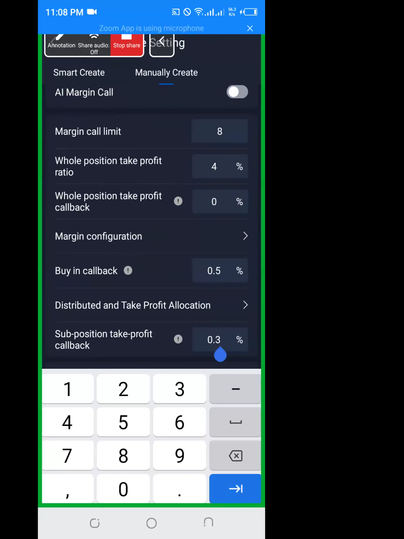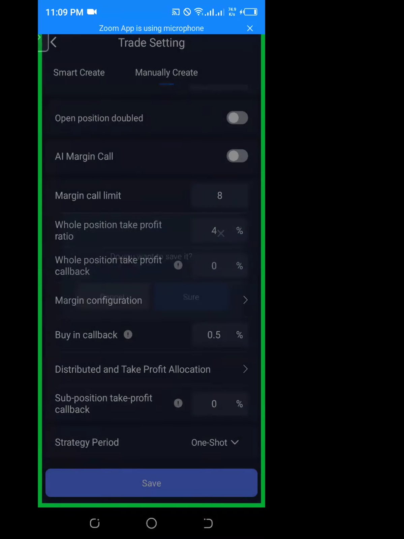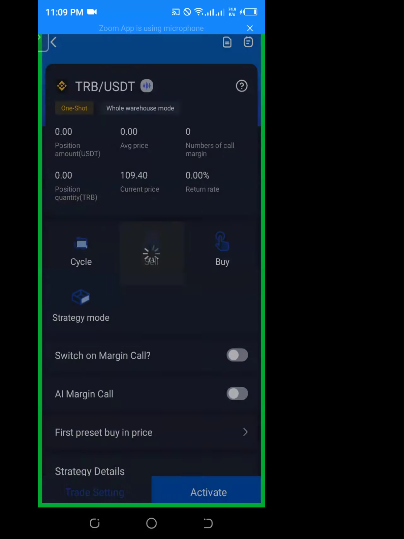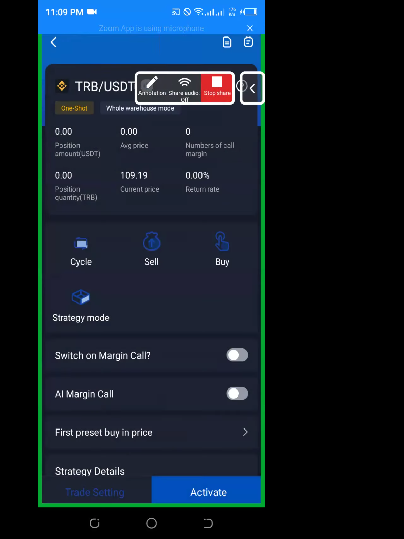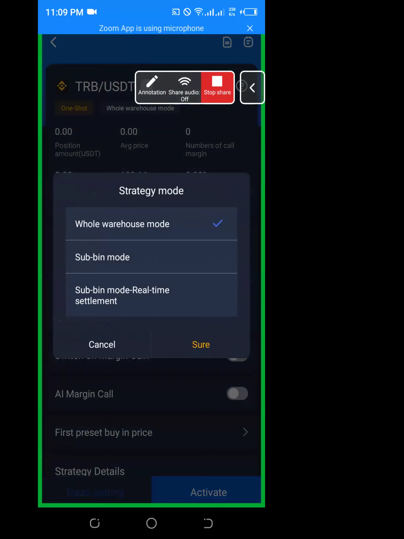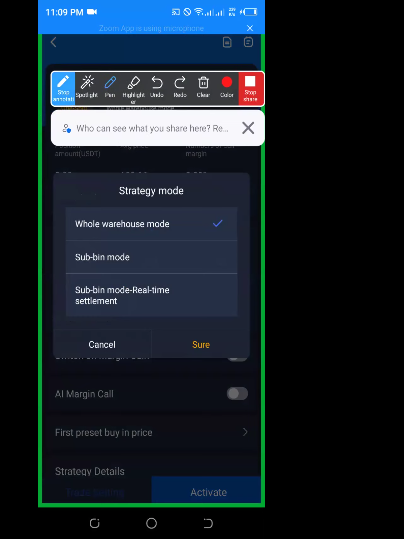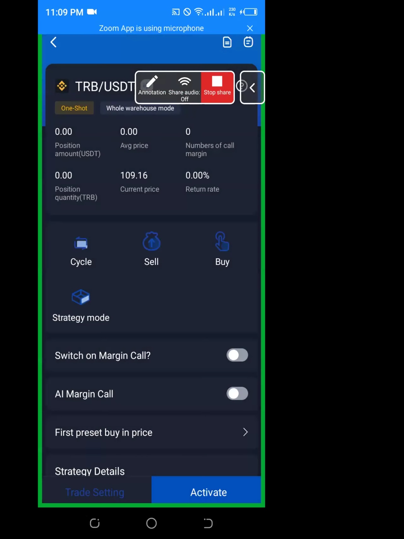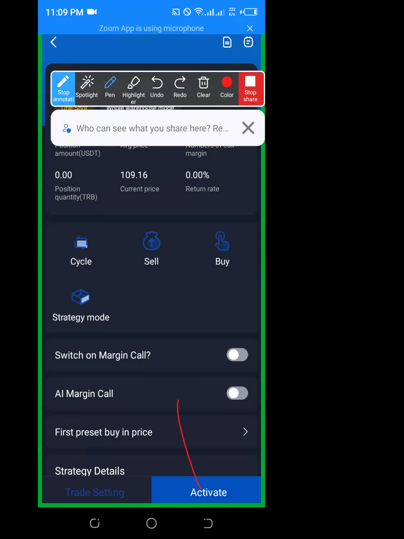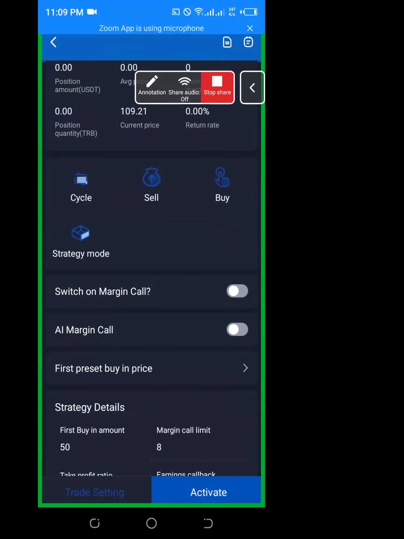Here I can put a 0 also. Here this is one shot, then I save. And I save, I come here, strategy mode. There is whole warehouse mode. When you set the robot, some people make a mistake here. After setting the robot, you just come here and start the robot, but you don't first check the mode you want to use. This one, strategy mode.